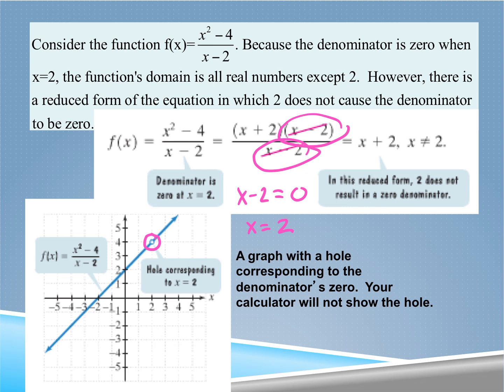To find our domain, we would set the denominator not equal to 0. So we know that x cannot be 2. So we would account for that in our domain. That's why that point is not in our domain.